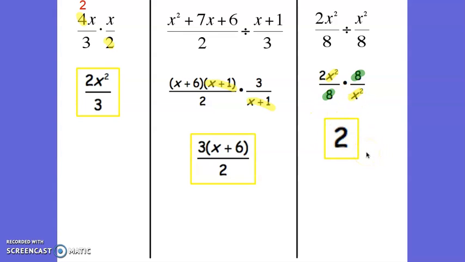I hope that helps you with simplifying rational expressions. Remember, factor. If you're not multiplied on both the top and the bottom, you can't divide them away. Factor, factor, factor, and see what you can eliminate.